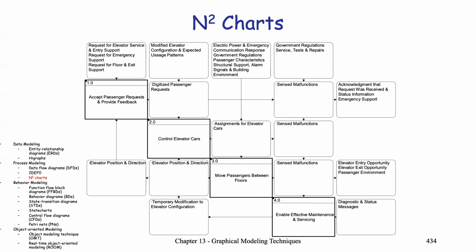And so this has come up periodically as we've been doing our flow through systems engineering, and we can see how there's a general waterfall progression of what happens here, except passengers. And so this is for our elevator example. Control the elevator cars, move passengers between floors, and enable effective maintenance.